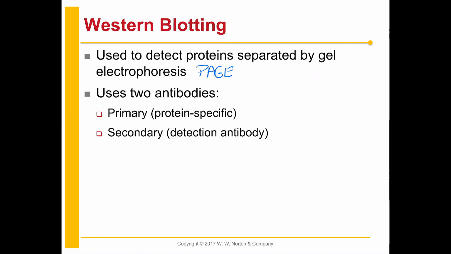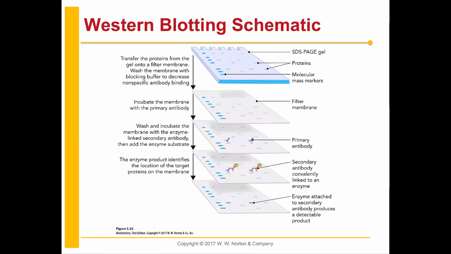And then you're going to use a combination of two different antibodies. And we call these antibodies primary. Primary antibodies recognize YOPI, right? Your protein of interest. The secondary antibody only detects other antibodies. And we're going to talk about how that works. I'm going to walk you through the whole procedure.